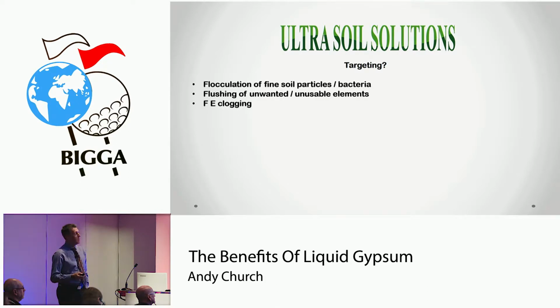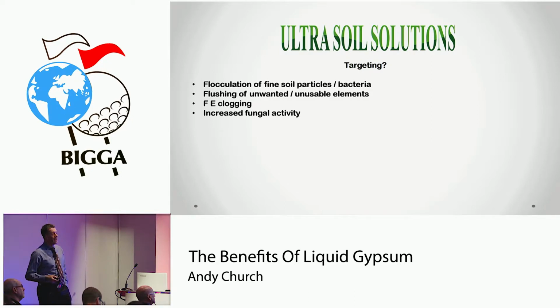Iron clogging, again, a lot of the greens that we treat, when you take a profile, you'll see around this 50 to 75 mil mark, a little orange layer forming where ions are just building up and again adding to that layer where nothing can get through. So it will basically make that leachable and flush that through. Increased fungal activity. We're looking to improve the soil to get the fungal activity and the bacterial activity going.